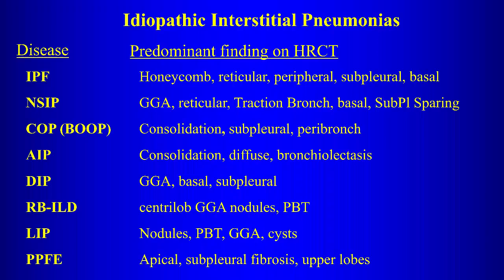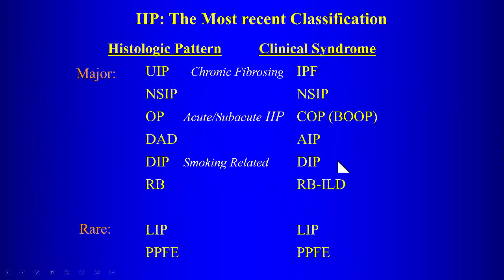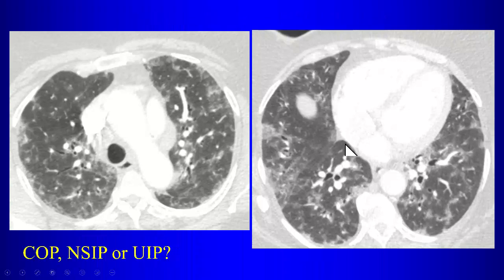So consolidations, bilateral respiratory failure. DIP is associated with smoking, ground glass opacities that might be peripheral and subpleural. RB-ILD is very similar to DIP, only the distribution differs. Here we look for centrilobular ground glass opacities. For LIP, you could have nodules, ground glass, cysts, although the most specific feature for LIP is the cystic changes. And then PPFE is the distribution of disease, that upper lung subpleural distribution, especially in the apices, and this is not a diagnosis you will make, okay? This we've already covered, but let me show you this interesting case.